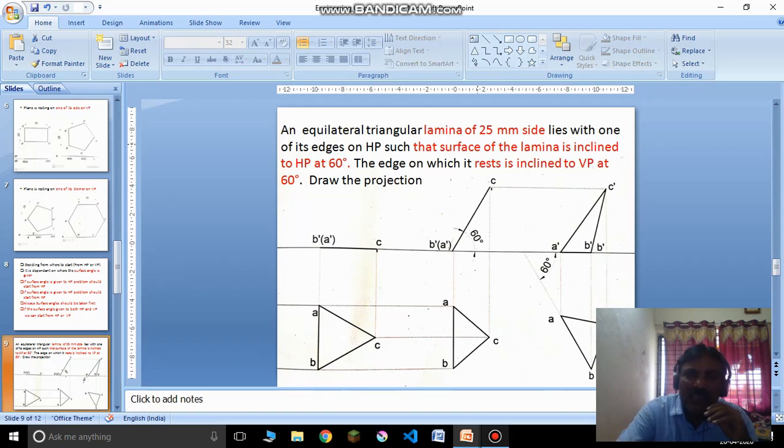Then the second condition, you can look that it is resting on one of its sides, an edge on HP. So I have to construct the equilateral triangle in such a way that one of the sides, AB, is the side I want to rest, which I have taken on the left side, and it is perpendicular to the XY line, or perpendicular to VP. I have to keep the object parallel to HP, and the side on which I want to rest must be perpendicular to VP. Here BA is perpendicular to VP.